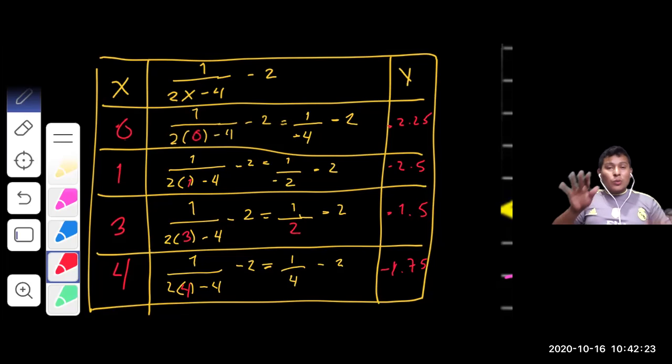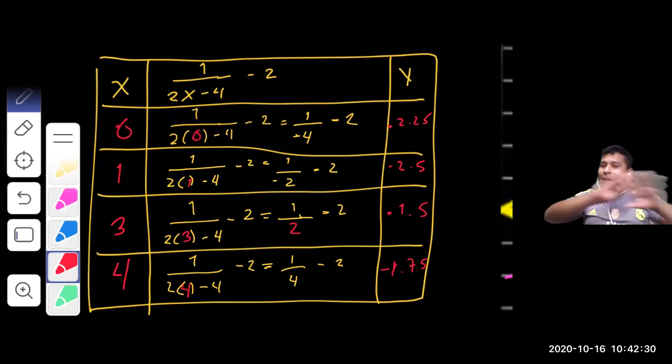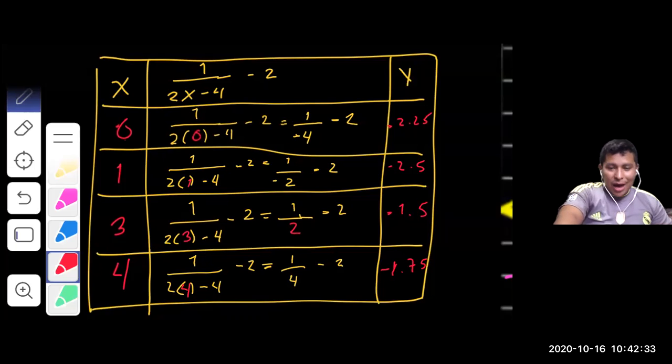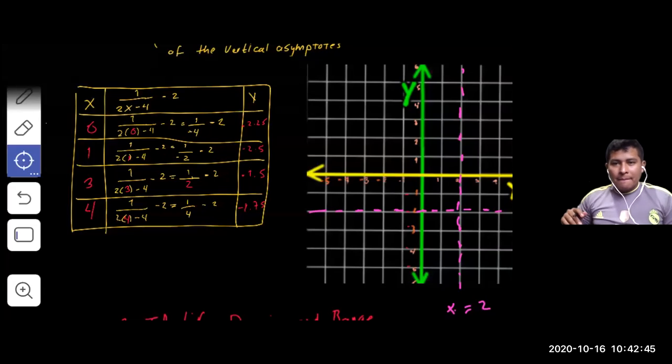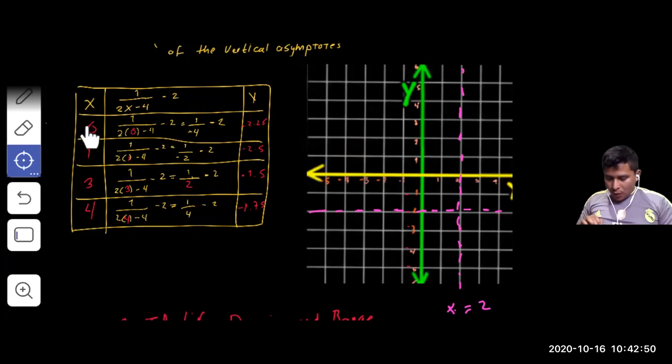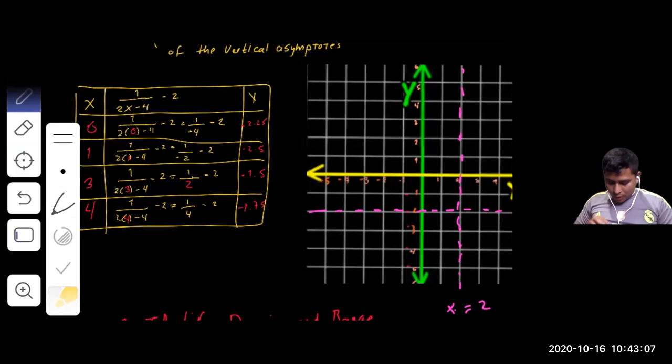Okay, guys. Once we use the table, we have already represented our horizontal and vertical asymptote. Now it's time to plot these points. Okay, let's start off with this. 0 goes with negative 2.25. Okay, 0 for x, guys. Negative 2.25, between negative 1 and negative 2. Negative 2.20 something. It's going to be approximately here, guys. Okay, let's plot it.